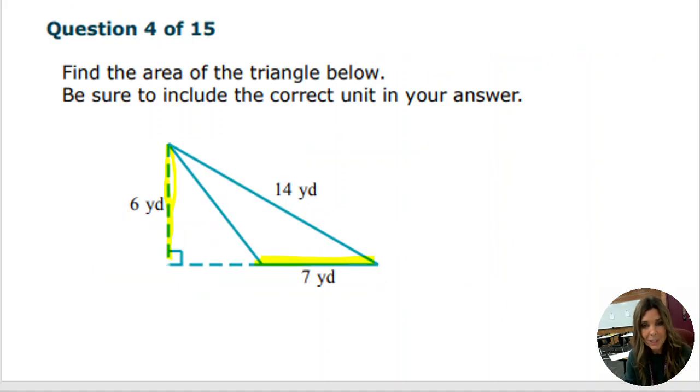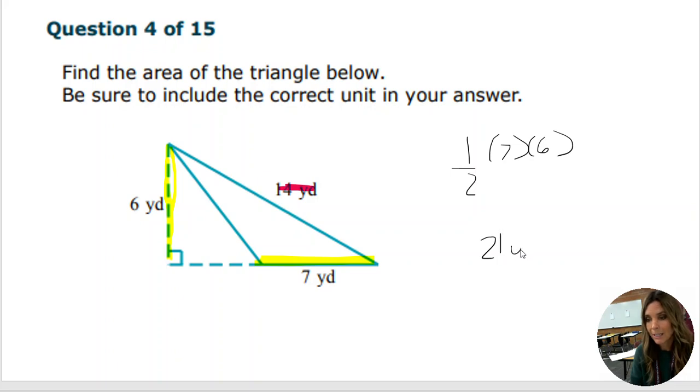Okay, next one, find the area of the triangle. On this one, you can see that I've highlighted the base and the height. That 14 right here, we're not going to use that one. That is the slant of the triangle. That's not how tall it is. 6 is how tall it is. So 1/2 times the base, which is 7, times the height, which is 6, gives us 21 yards squared.